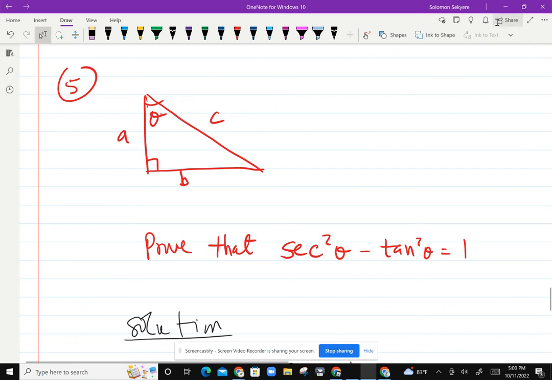Okay, we've got more proofs coming, harder ones, but they are all manageable.